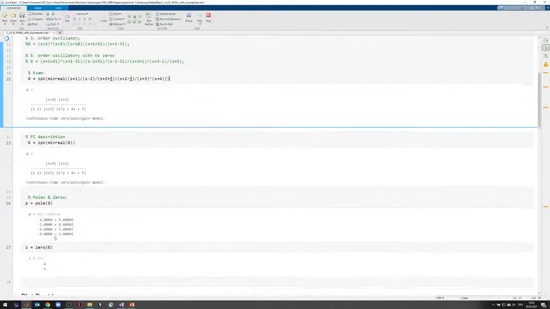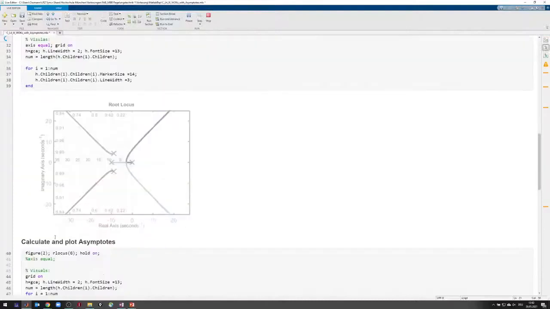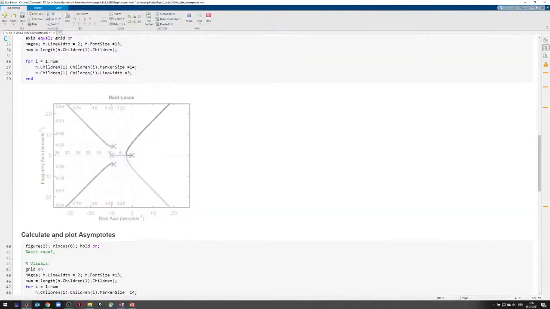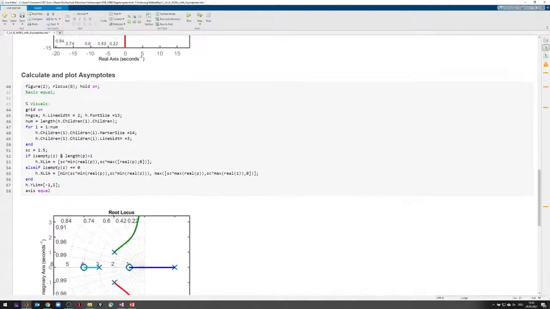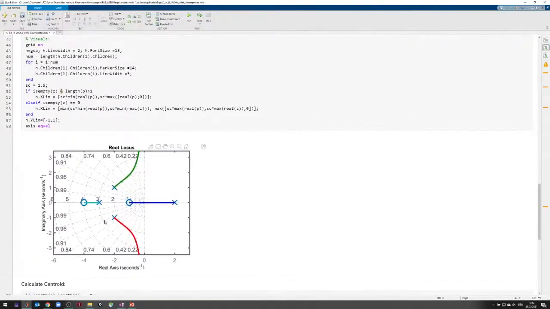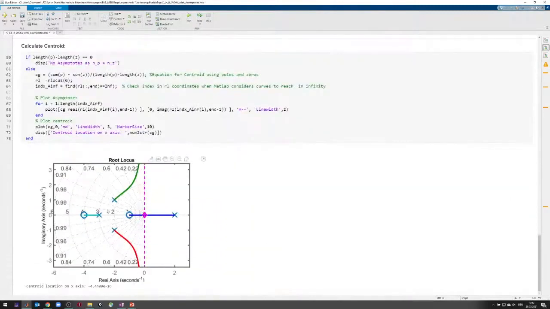We have two zeros, and this takes some time now. What the function does, it plots you here the standard MATLAB plot, just with slightly brighter lines. And then I'm going to zoom in so you really can check it. And finally, it also shows you the centroid and the asymptotes.